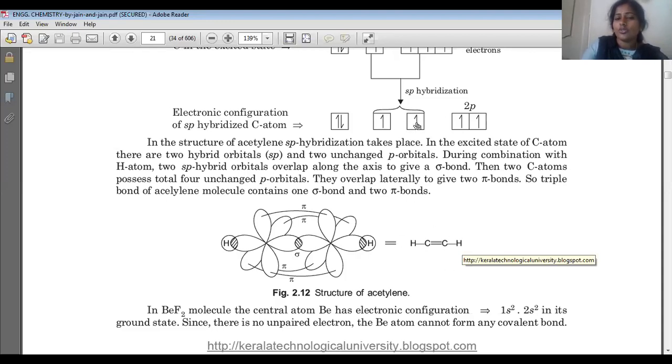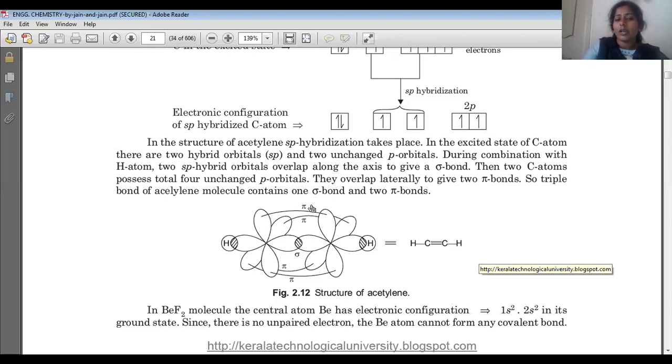So these two sp orbitals form bonds with the hydrogens and the carbon, and the remaining two p orbitals are lying, one py and another pz orbital, perpendicular to the axis. This is the linear axis, and these two orbitals lie above and below the plane, perpendicular to this axial plane. These orbitals interact in a non-linear fashion, which is called lateral overlapping of p orbitals.